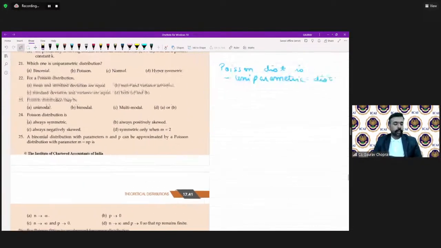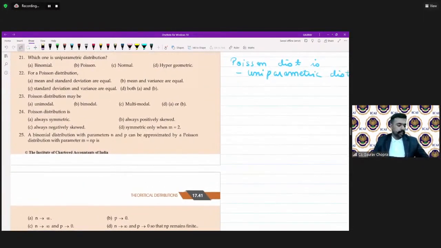So in question number 21, we can see which one is uniparametric. Poisson distribution is basically uniparametric. Then for Poisson distribution, which of the following is correct? Mean and standard deviation are equal? No. Mean and variance are equal? Yes, it is correct. Standard deviation and variance are equal? No. So only option B is correct here.